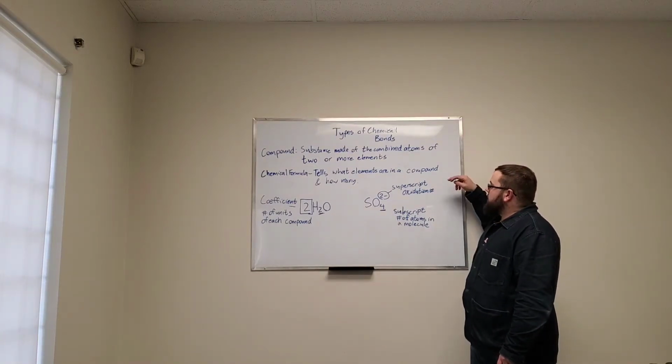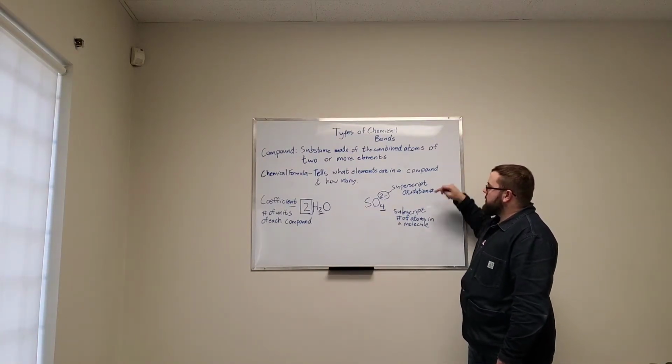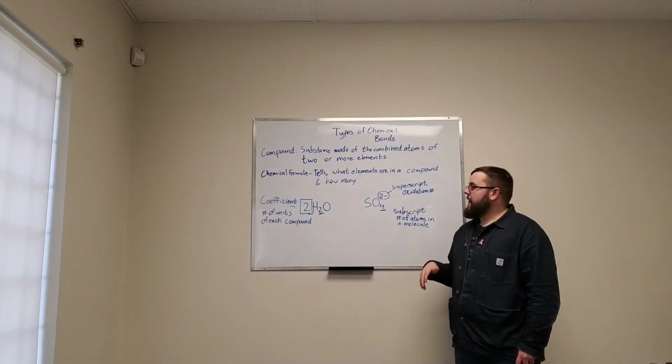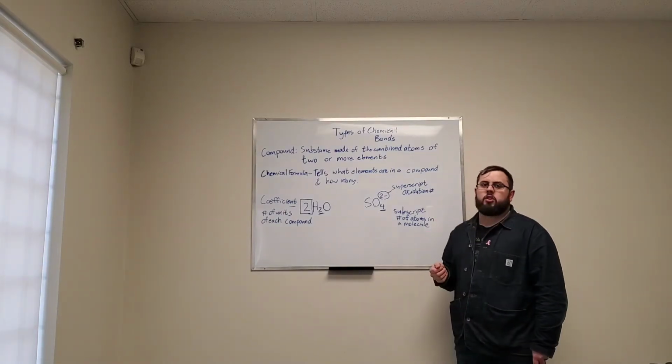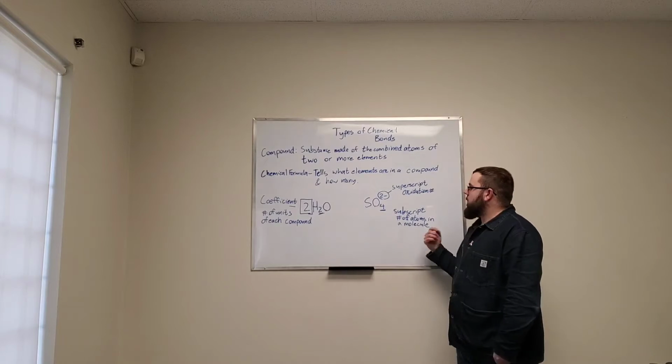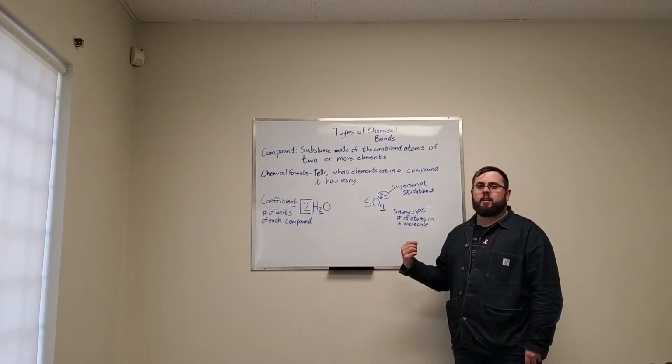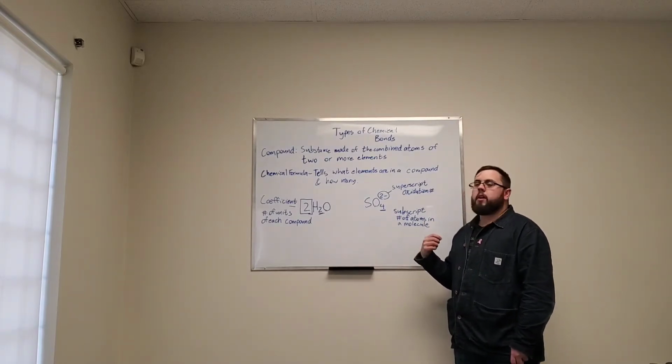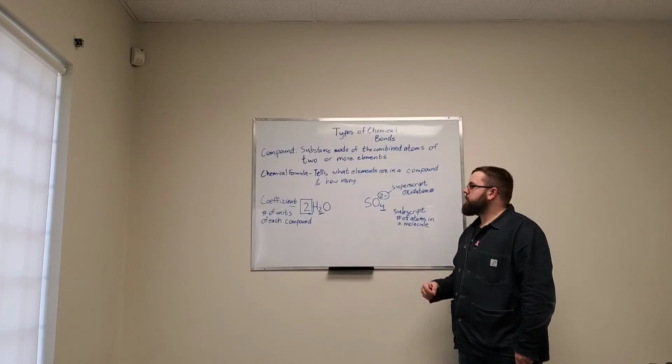Now, the next thing is we have our superscript. Now our superscript goes on the top. It tells us the oxidation number, right? The oxidation number tells you how many electrons that the compound can lose or gain.